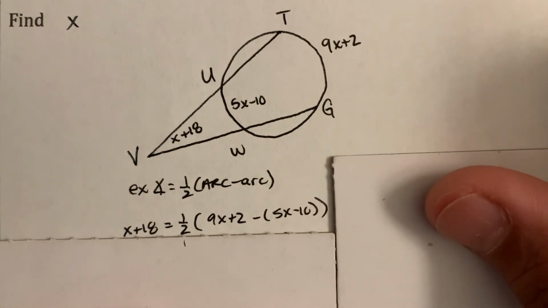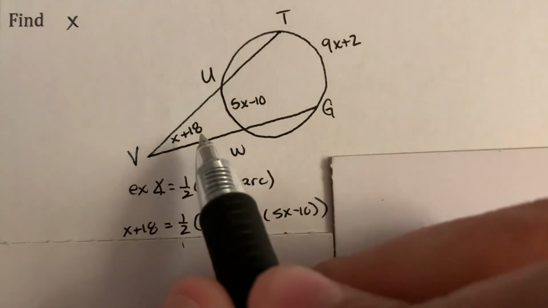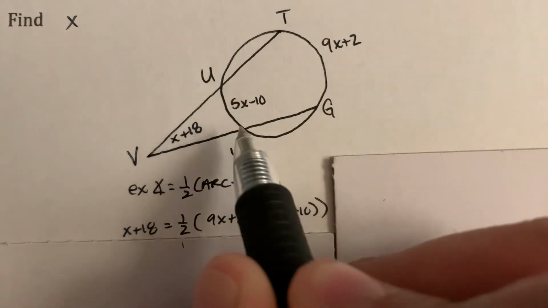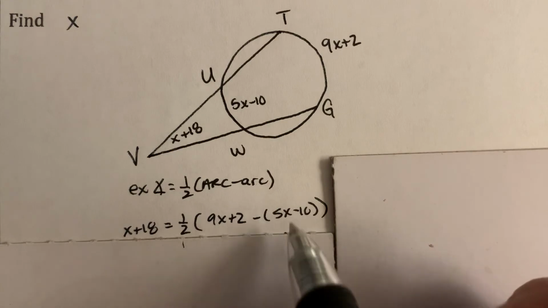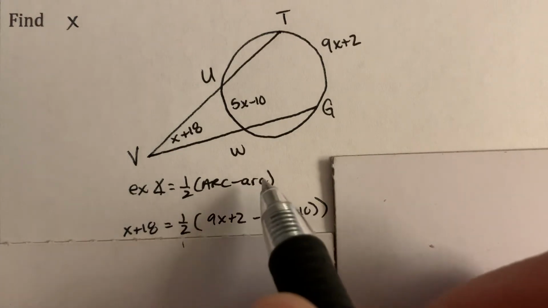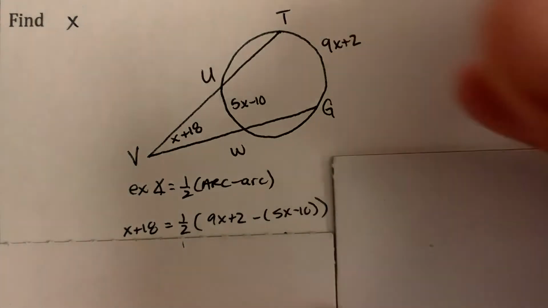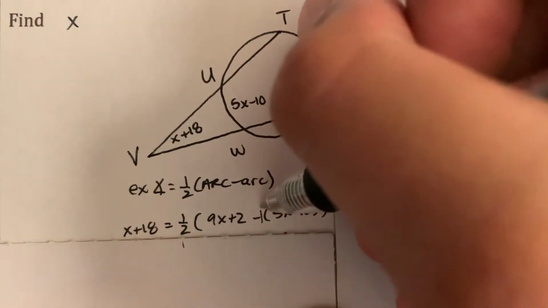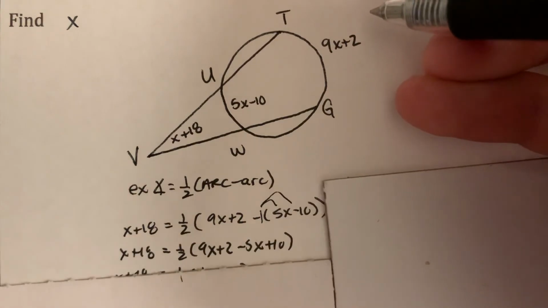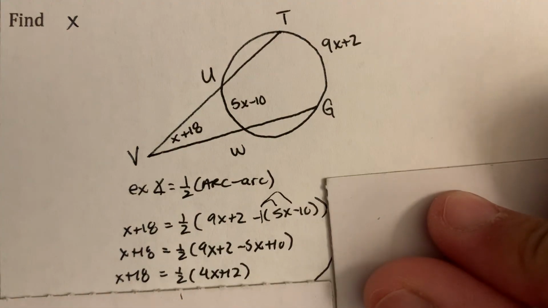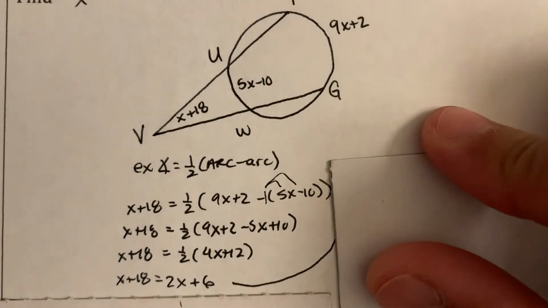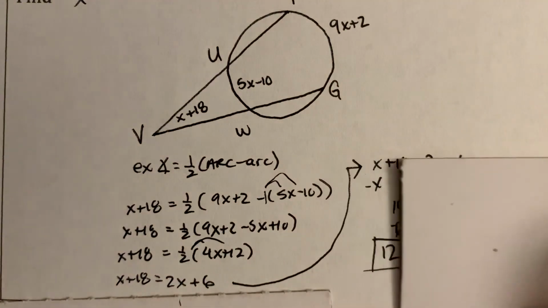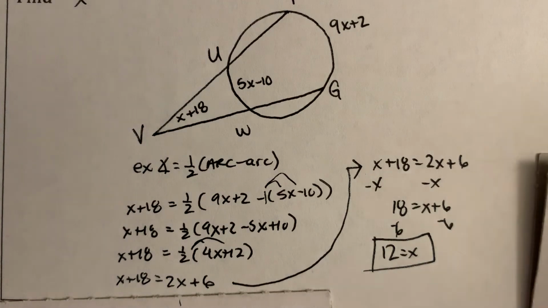But here, the one thing that you need to be careful about is when you have the external angle equals 1/2 times the big arc minus the small arc. This small arc, we need to put in parentheses, right? Because subtracting that arc needs to apply to both. Okay, so this is really important that that's in parentheses. Then we have an invisible 1, distribute that, and then we combine like terms. This time I distributed the 1/2. You get 2x plus 6. Solve a little more and we get x equals 12.